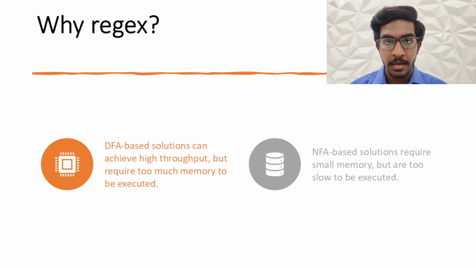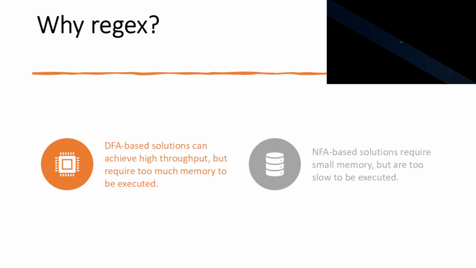Why do we use regular expressions even though we have DFAs and NFAs? DFAs, also known as deterministic finite automata, have high throughput, but they occupy too much memory to implement, while NFAs need less memory to implement, but also have very low throughput. So regular expressions can be considered an appropriate solution to overcome the drawbacks of DFAs and NFAs in most cases.